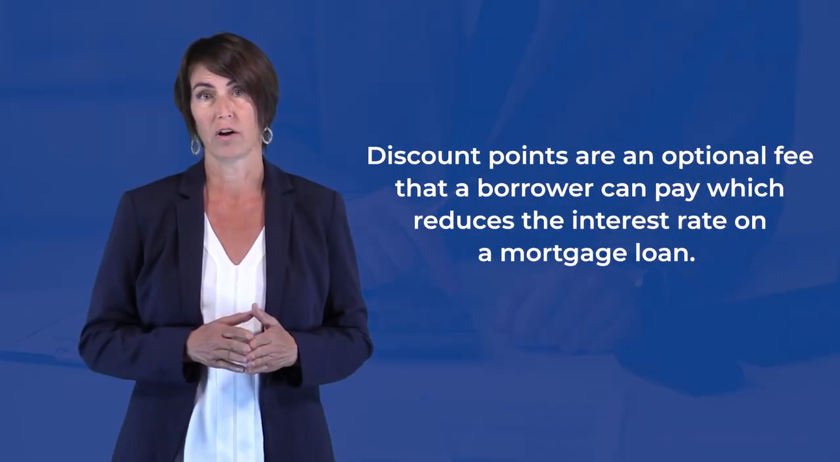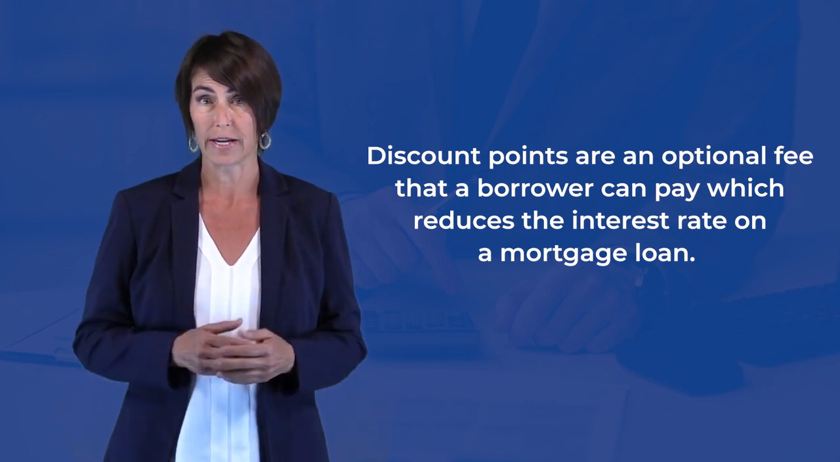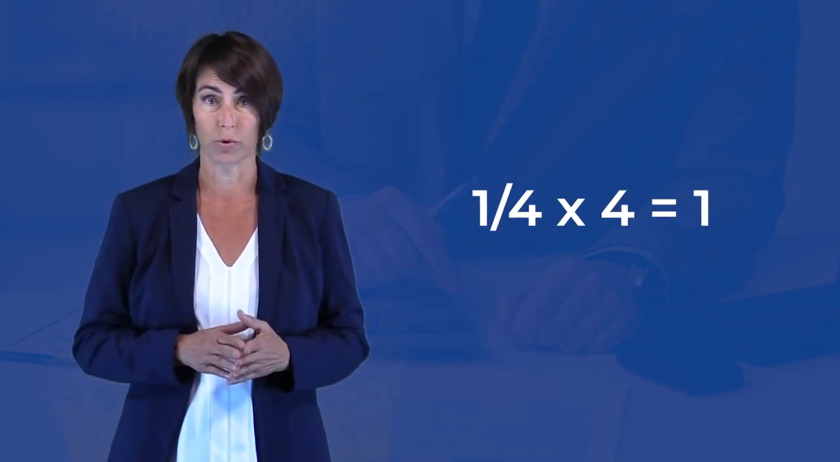Discount points are an optional fee that a borrower can pay, which reduces the interest rate on a mortgage loan. Generally, each discount point decreases the interest rate by 1/8 to 1/4%. In other words, if a loan has a 7.5% interest rate and the borrower buys 4 discount points that are each worth 1/4 percentage point, the interest rate would be dropped to 6.5%. 1/4 times 4 equals 1.